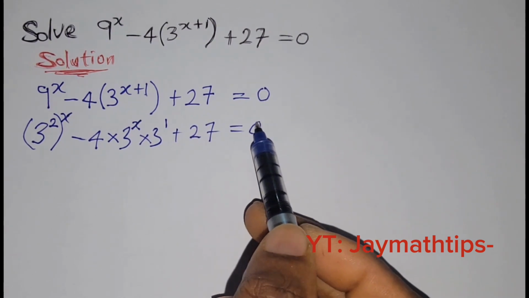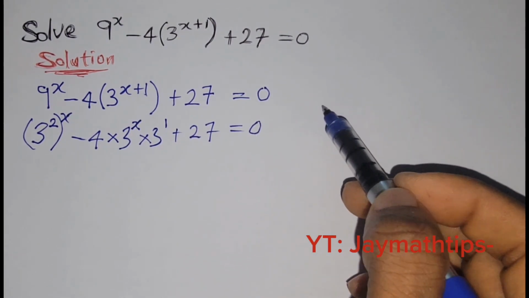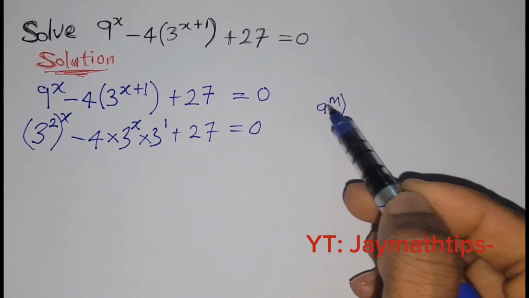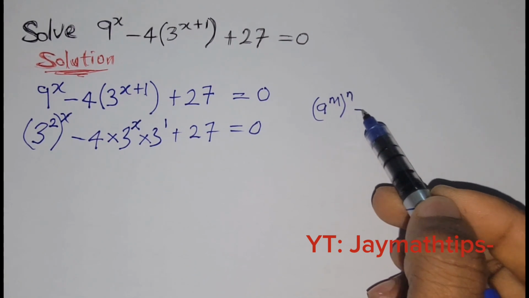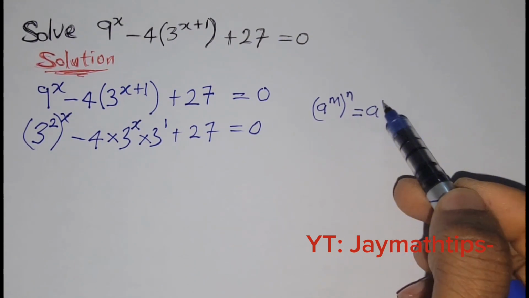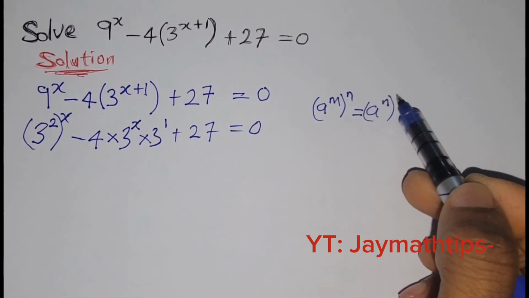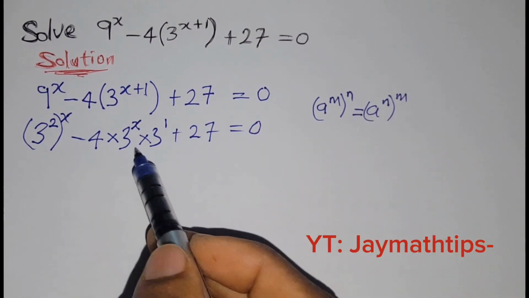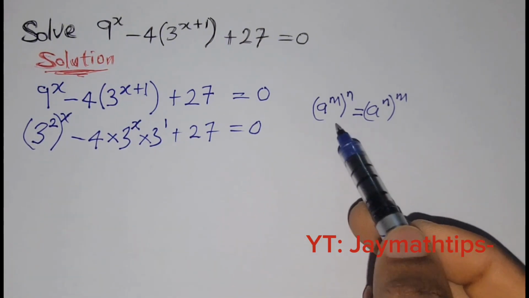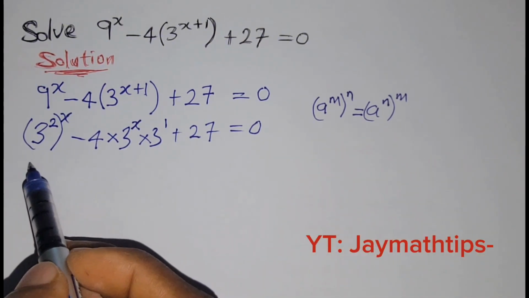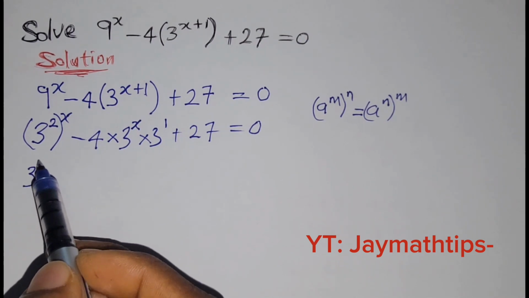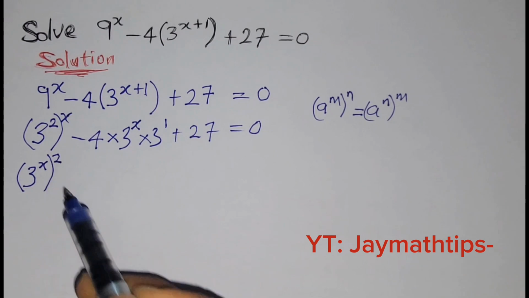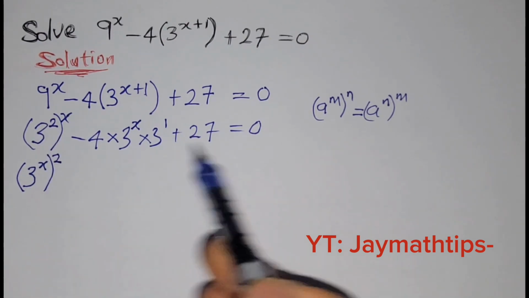all equal to 0. From your indices, we all know that a raised to power m all raised to power n is the same thing as a raised to power n all raised to power m. So we are going to use this to transform this expression here. So I will write this as 3 raised to power x all raised to power 2.